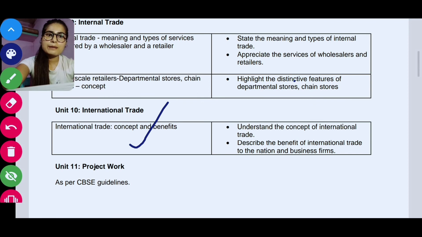So this is all about the syllabus of class 9 and 11. Hope it is clear to you. You can download the syllabus and you will understand it properly after seeing the detailed syllabus. So this video was for that only.